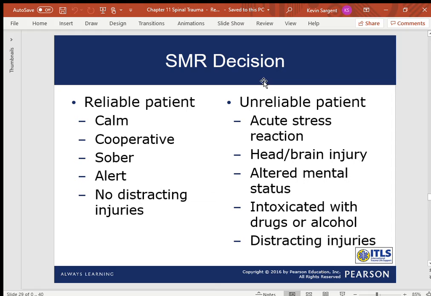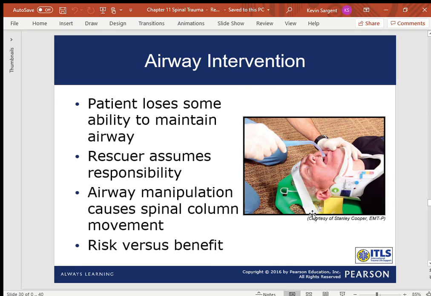Spinal motion restriction decision: is the patient reliable? Are they calm, cooperative? Are they sober, not intoxicated? Are they alert? Do they have no distracting injuries, meaning the person who's not complaining of back pain, do they have a femur sticking out? An unreliable patient has an acute stress reaction, someone who's literally freaking out on scene, or has a head or brain injury, altered mental state, is intoxicated with drugs or alcohol, or has distracting injuries.